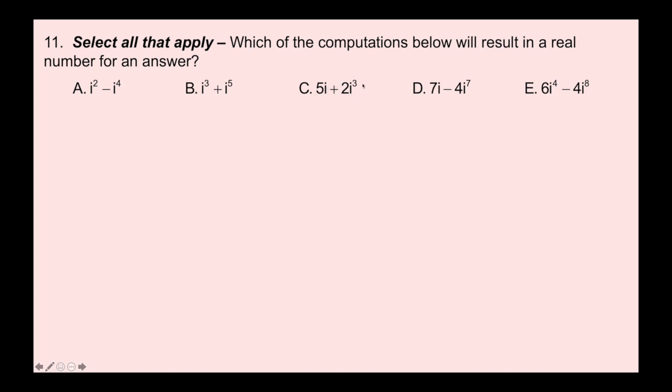For C, that 5i is going to stay exactly how it is. This over here is going to turn into a negative 2i. When I go to combine them, I will still have an i in the problem, so this one's going to get eliminated. That will not be a real number.